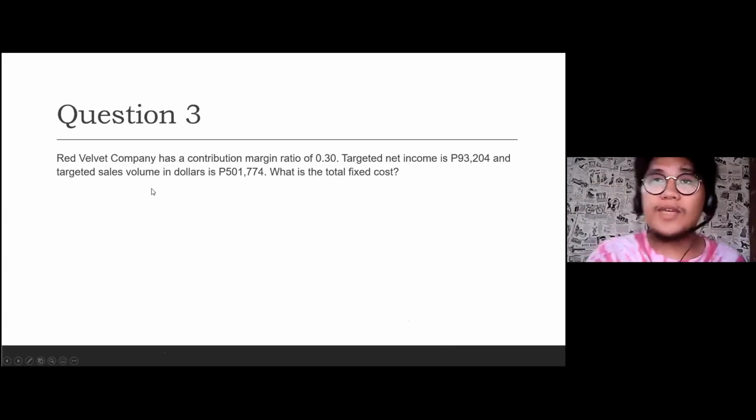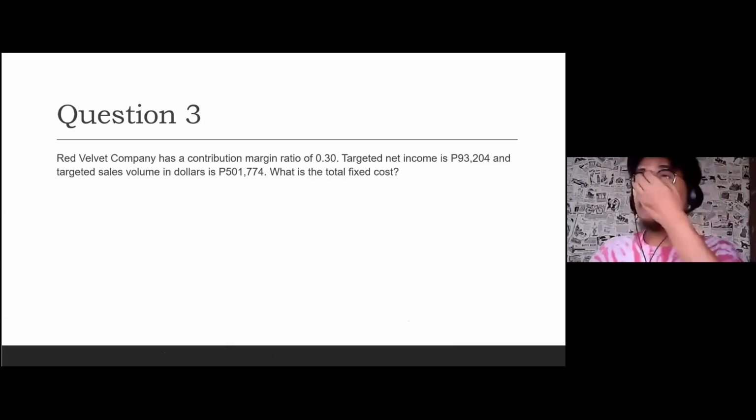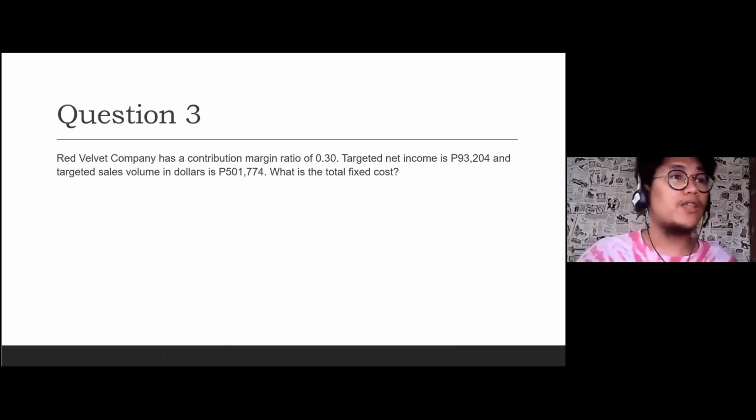And the last question would be Red Velvet Company has contribution margin ratio of 0.30. So the targeted net income is 93,204 and the targeted sales volume in peso is 501,774. So I want you guys to compute for the total fixed cost.